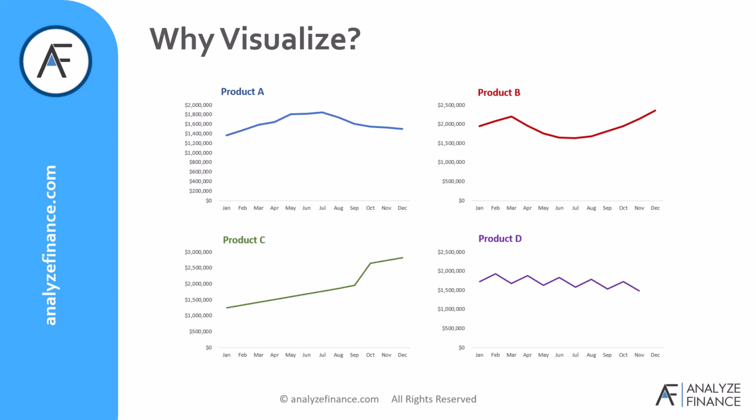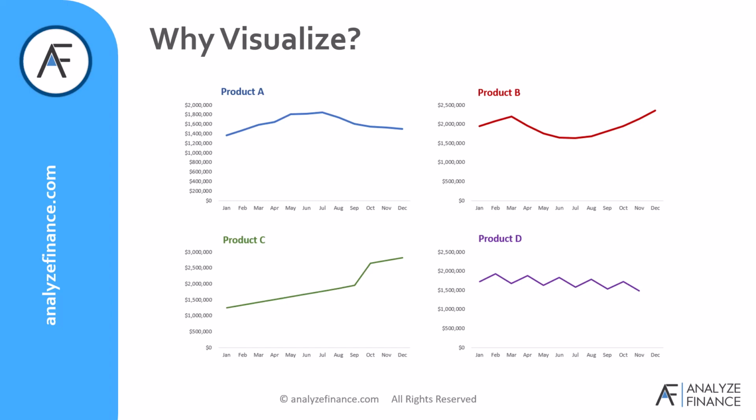All right, so those 10 seconds are up. As you can see with product A, we have an upward trend, then it comes back down. With product B, we kind of have a U-shaped trend here after a period of going up and then coming down. Product C is an upward slope. It's a very consistent slope, and then in October of that year, we get a big jump, and then it continues to do the same thing. And then product D is just kind of all over the place, but with a general downward slope.